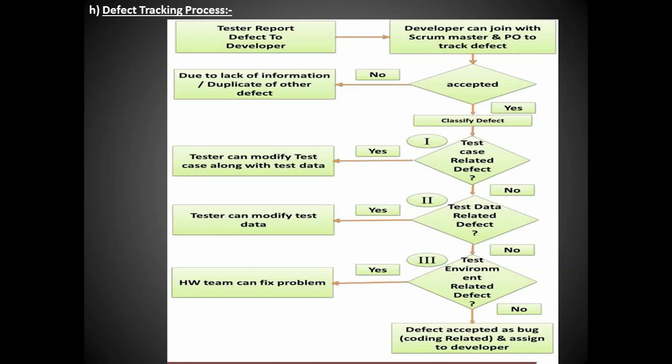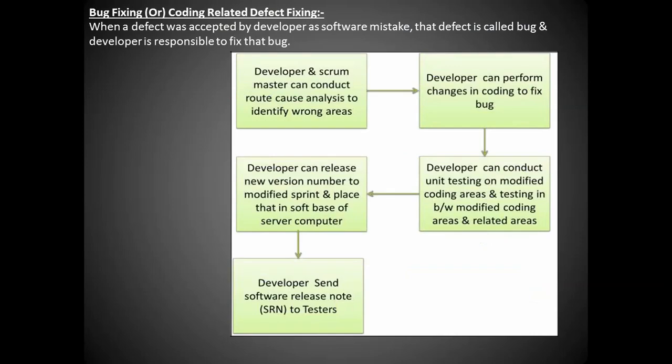Testers can modify the test case along with the test data for a test case related defect. Next one is a test data related defect: testers can modify the test data. Next, a test environment related defect: the hardware team can fix this problem. A defect accepted as a bug is coding related and assigned to the developer. Bug fixing, or coding related defect fixing.